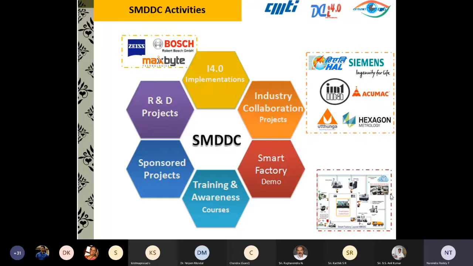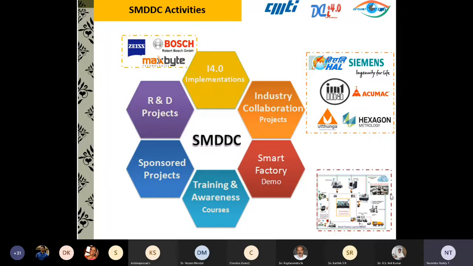Yeah, we are working basically on 6 activities. One is on Industry 4.0 implementations at CMTI laboratories. And the second one is we are working on industry collaborative projects. That is where we need to work on development of products which are required by the industries. There we have 6 industry partners for our project.